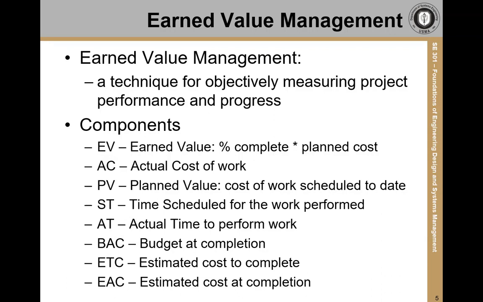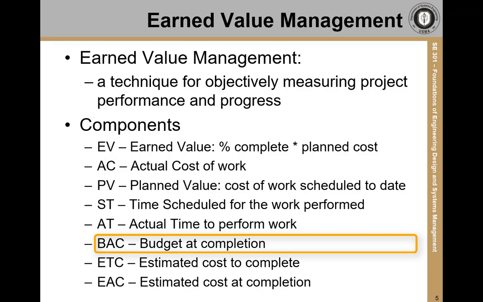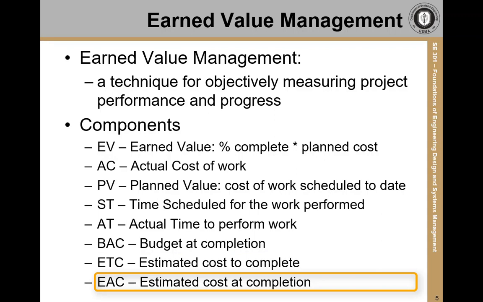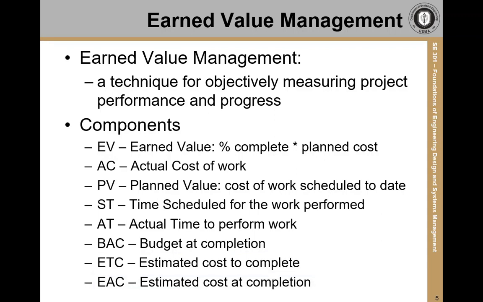Regarding cost, the budget at completion, or BAC, is the total budget for the project. Using what we've spent so far and how far we've progressed on the project, we will compute the estimated cost to complete the project from this point forward. Then we can add that to what we've spent so far to get the estimated cost at completion, and we can compare that to the budget to see if we expect to be over or under budget.